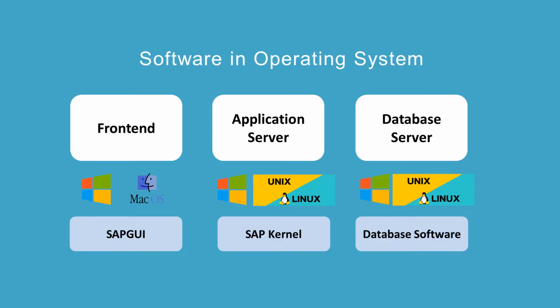Let's summarize. In this lecture, we have run through different operating system components in an SAP environment. In the front end, we run the SAP GUI. In the application server, there are kernel programs responsible for starting up and shutting down and also controlling the work processes. And in the database server, the DBMS and all its associated utility programs are installed.